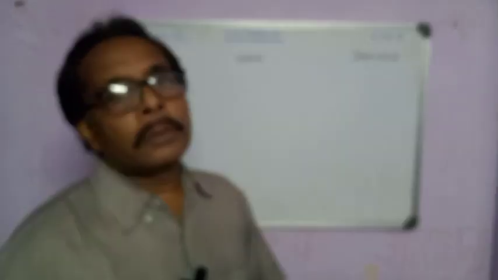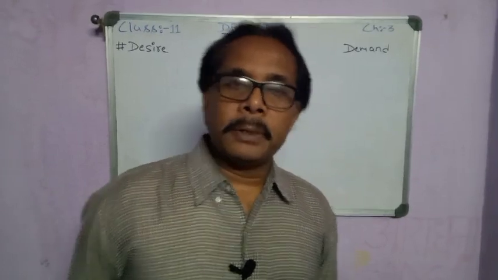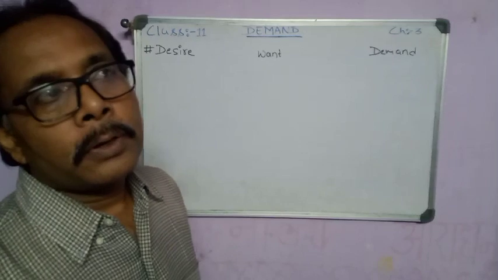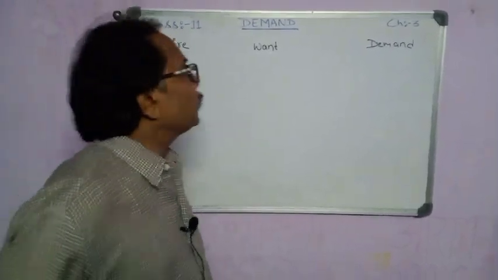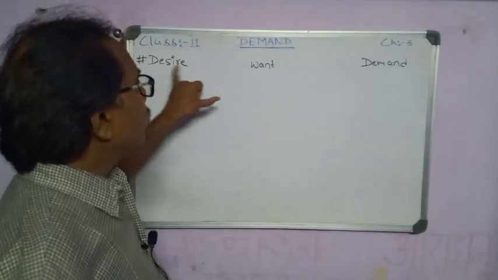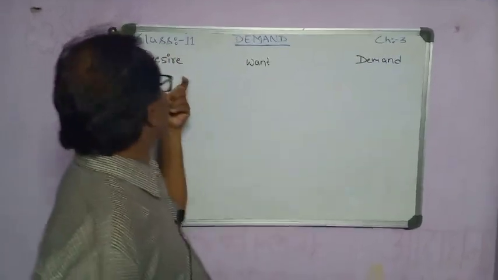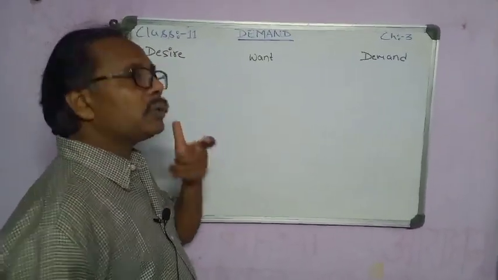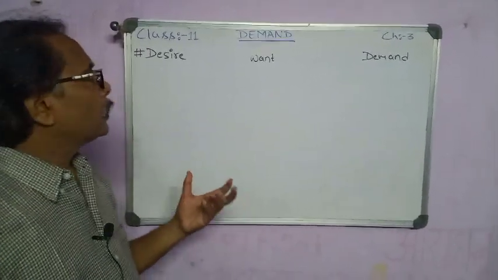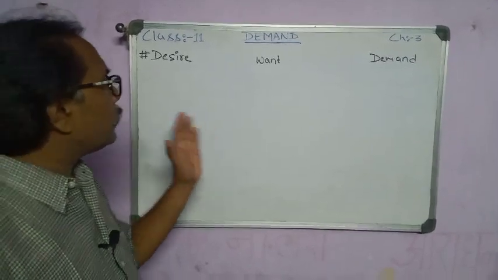Friend, today I am going to discuss a new chapter. Its name is demand. It is very important but very easy chapter. Okay, so first there are three common words: one is desire, next one is want, and the last one is demand. They are similar to each other, but technically they are different. So on the basis of technique, there are some differences.